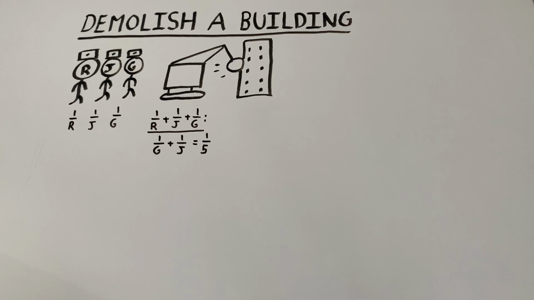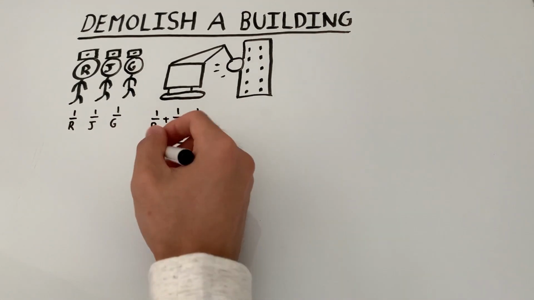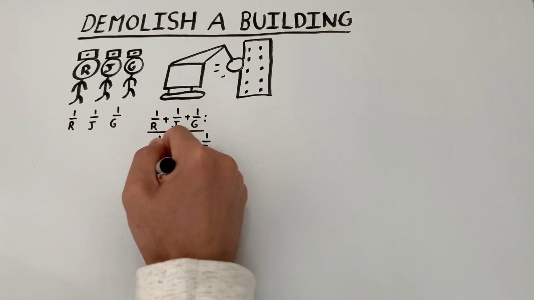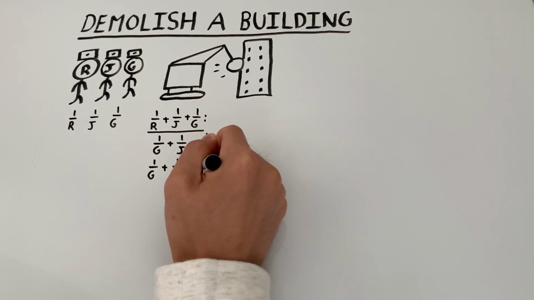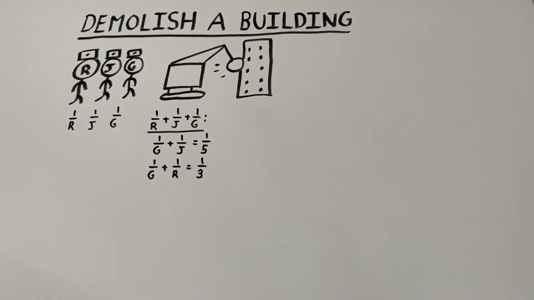Similarly, since we know that George and Rachel can destroy a building in 3 days working together, that means each day George and Rachel are destroying 1/3 of a building. And finally, since Rachel and John can destroy a building in only 2 days, that means each day Rachel and John are destroying 1/2 of a building.